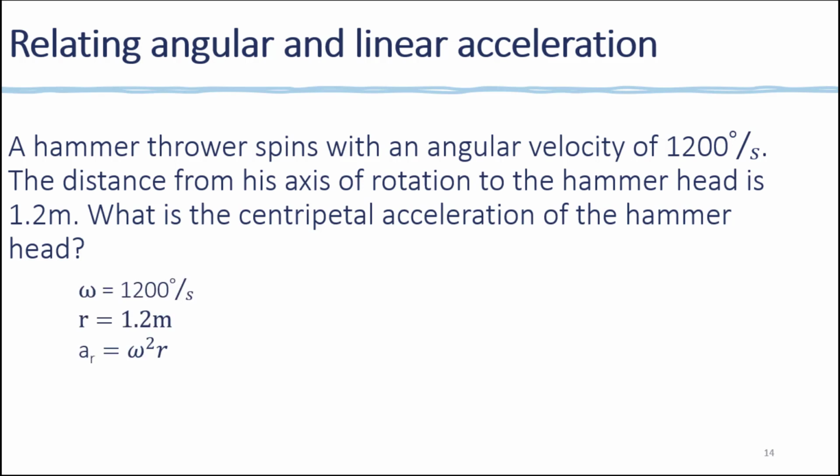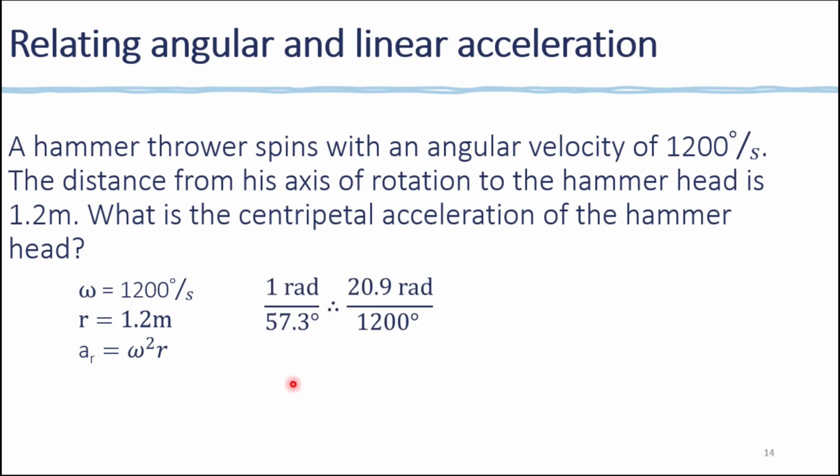Okay, so we know that the angular velocity is 1200 degrees per second and that the radius is 1.2 meters. And we're looking for the centripetal acceleration. So it looks like we have everything we need to plug into this equation here, except for one thing: our angular velocity is in degrees per second. And we absolutely need that to be in radians per second for this relationship over here to be true. So let's convert that before doing anything else.